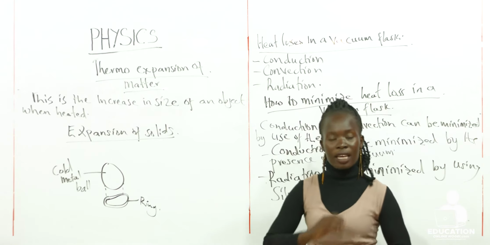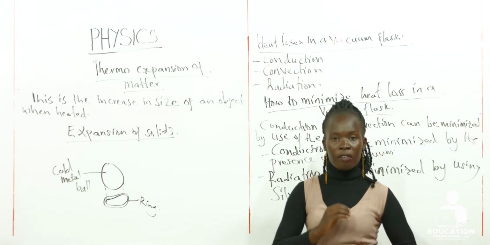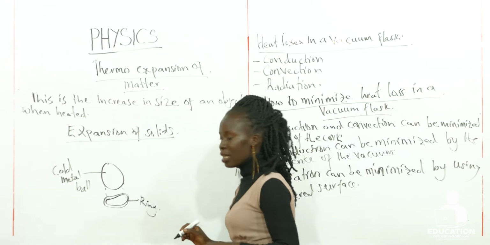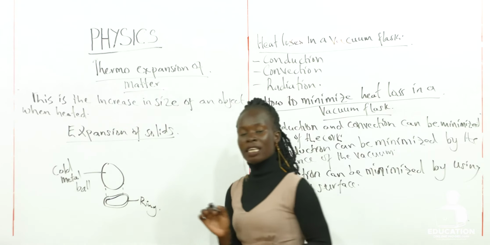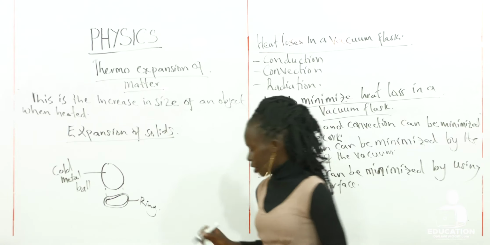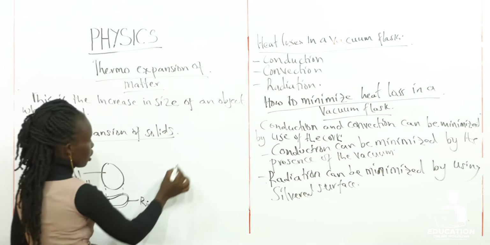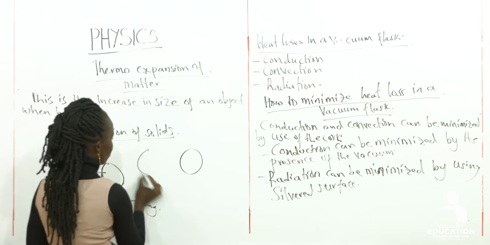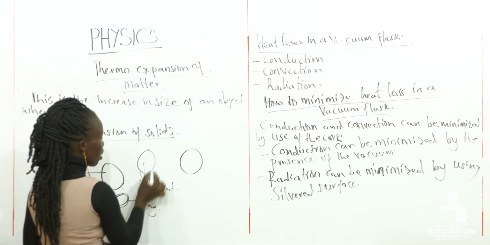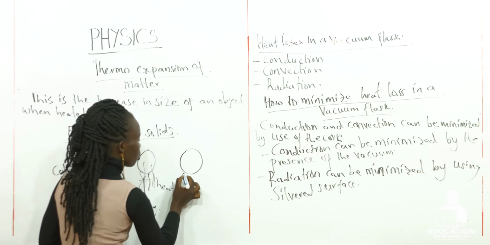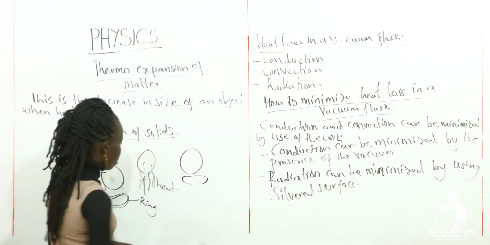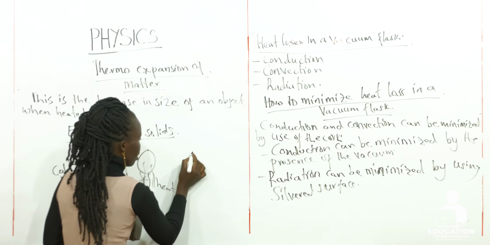After seeing that the metal fits in the ring, you now remove your ball and heat it up. After heating it for some time, you get your ball and try to fit it in the ring again. This one was cold. This time you've heated it. This is the heat. So after heating it, we try to fit it into the ring. Let's see what will happen.